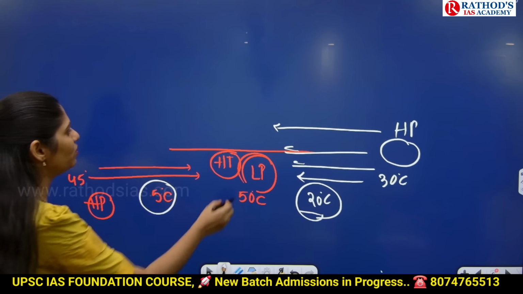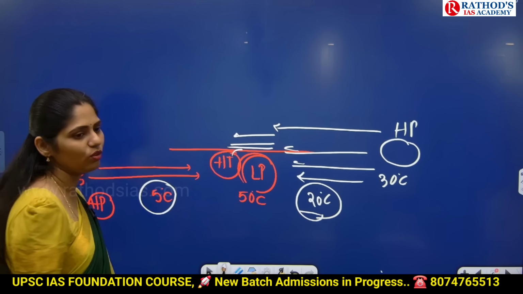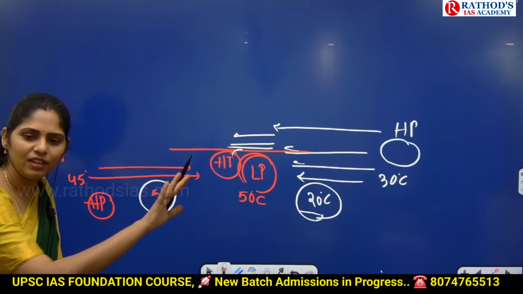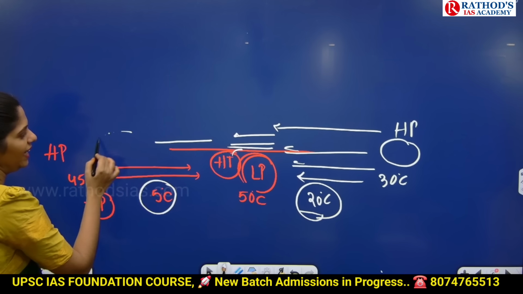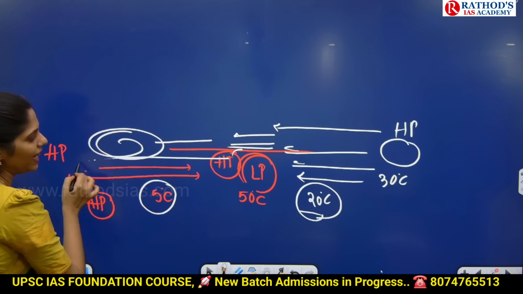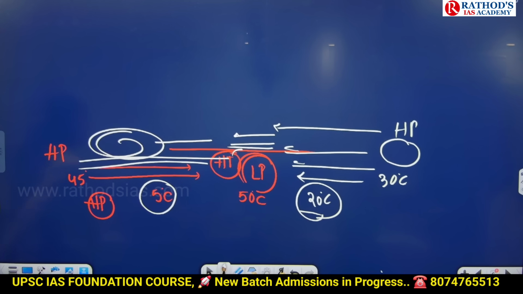Then what happens whenever the winds are moving at a very fast rate? The sand here will be taken away and it will be spread here. Then what happens? That leads to the expansion of desert.